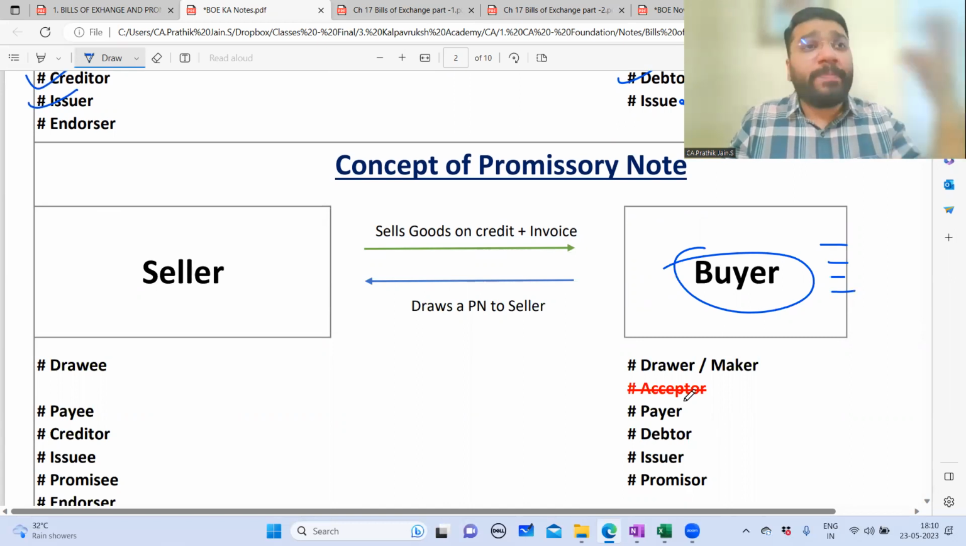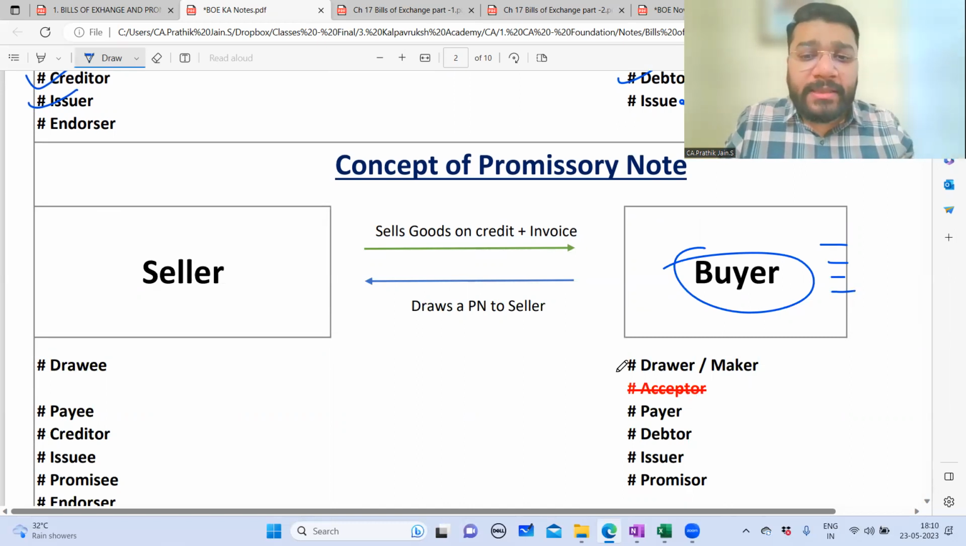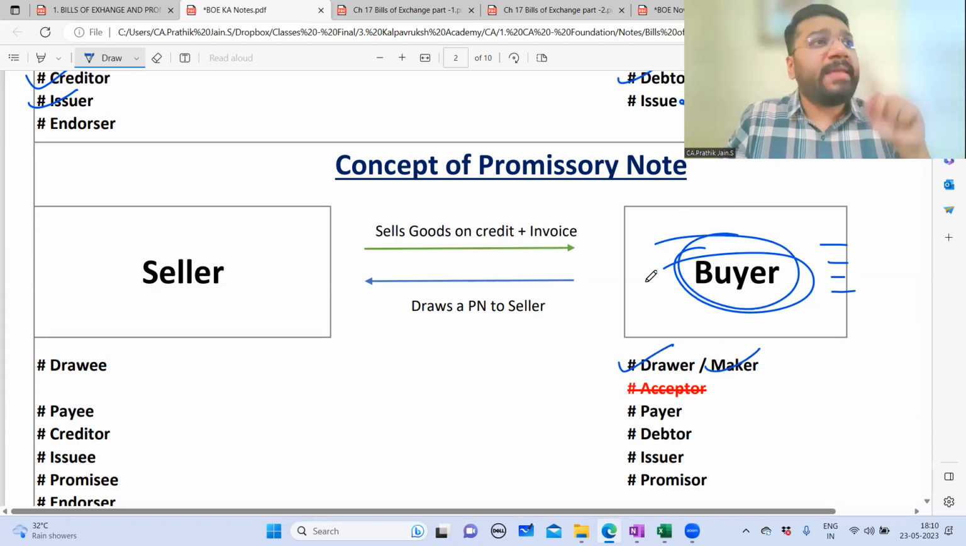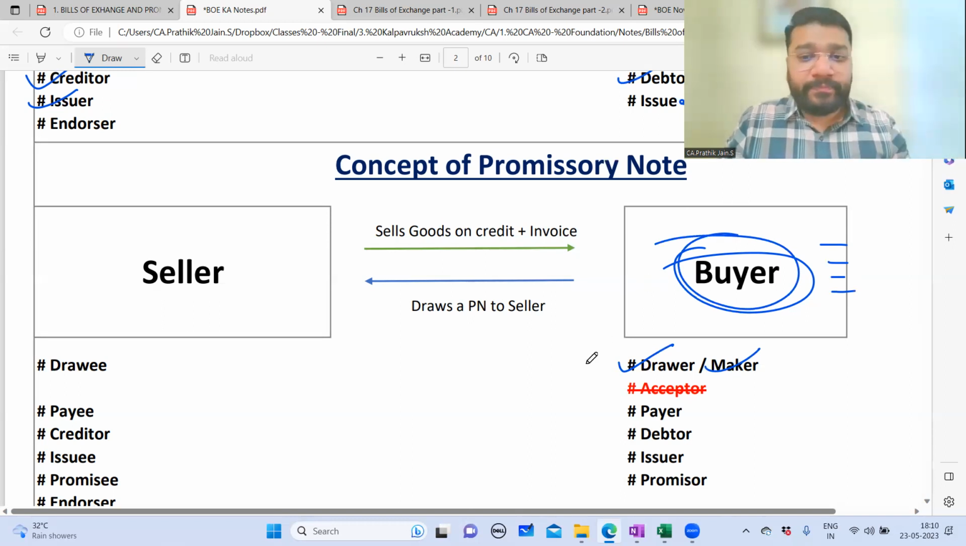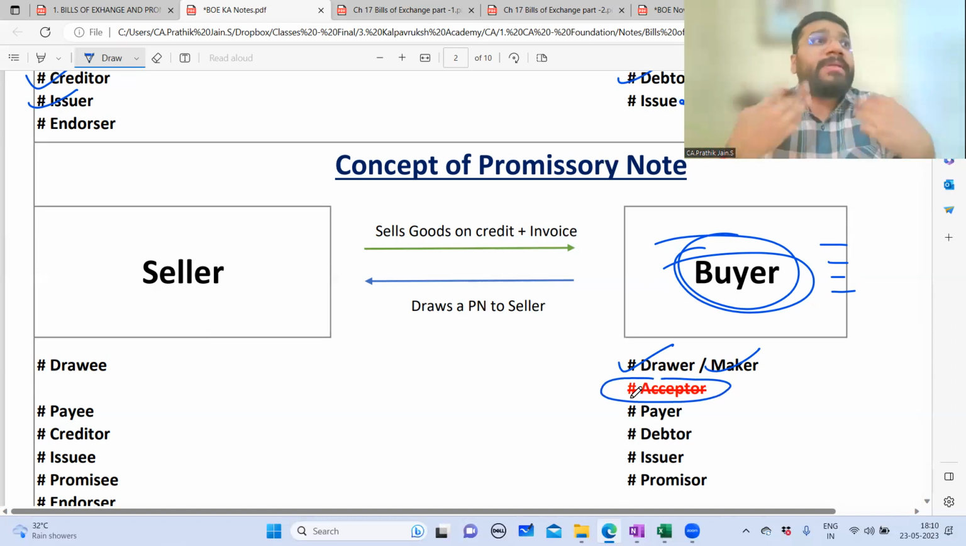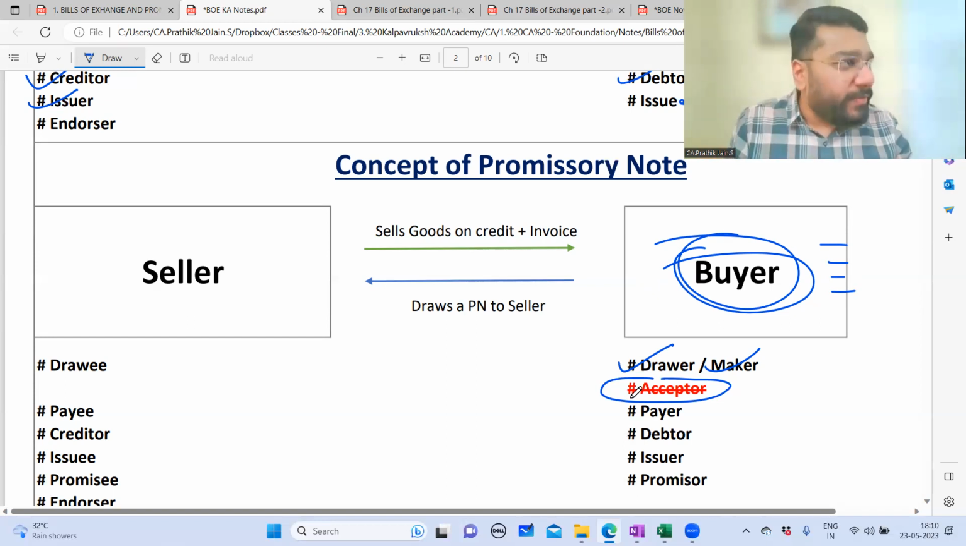Here the person who is preparing the promissory note is called the drawer and the maker. In this case, it is the buyer. So the buyer is the person who is preparing the document, but in the bill of exchange it is prepared by the seller. Since the buyer himself is preparing the promissory note, he is promising to pay. So there is no need for acceptance by anybody. Here the concept of acceptance will not come into the picture.